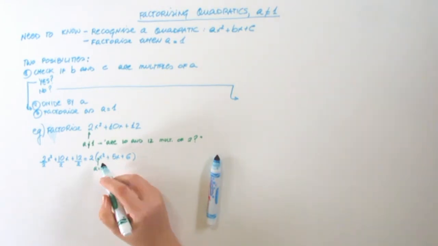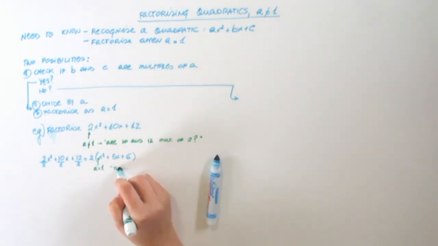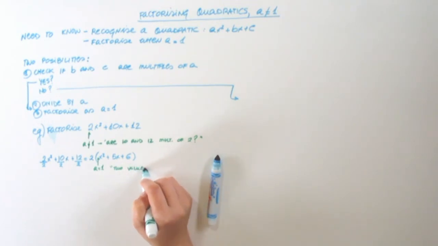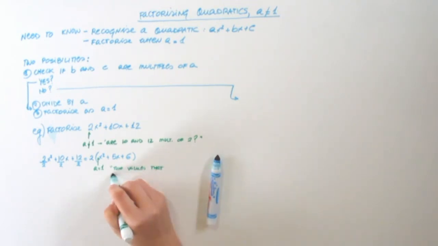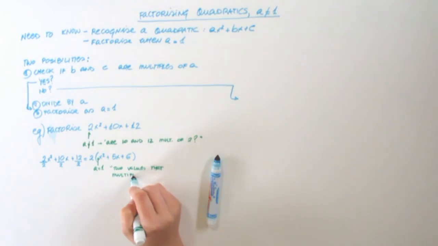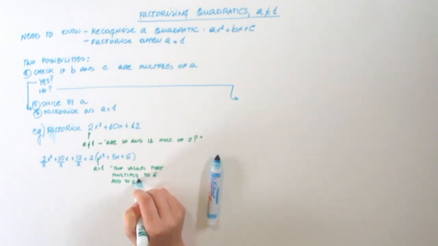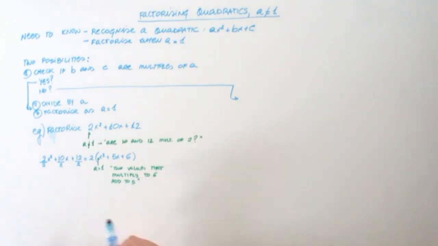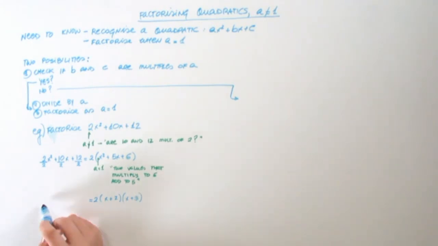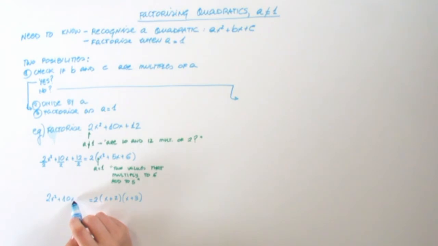So I know the rule, two values that multiply to c and add to b. We have the values for that, 3 and 2. So I can very quickly factorize the whole quadratic. So this is the same as 2 times x plus 2 times x plus 3. And then I will be able to box this as my final answer, and I will be done.